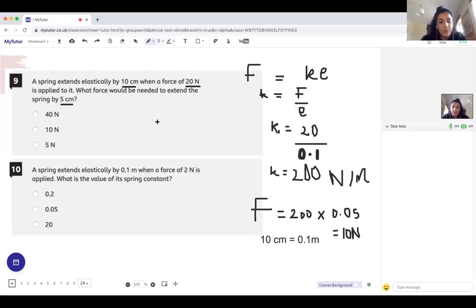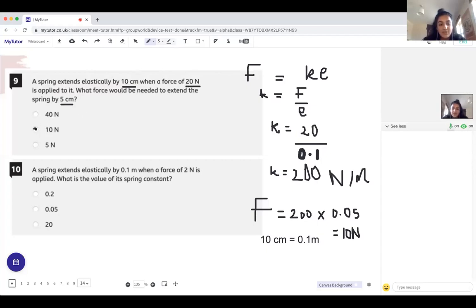Now, we know that we have an extension of 10 and a force of 20. The question then asks, what would happen if we halve the extension? You can see that we halve the extension from 10 to 5. Well, we know that if we halve the extension, we halve the force because they're proportional to each other. So if we halve the extension from 10 to 5, we halve the force from 20 to 10.